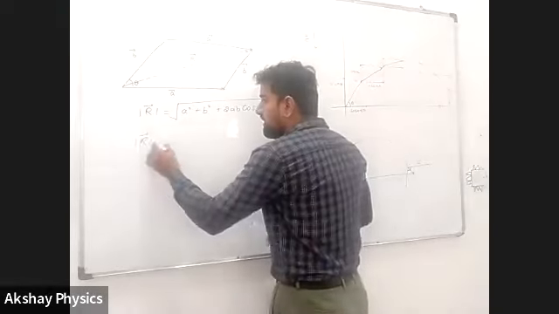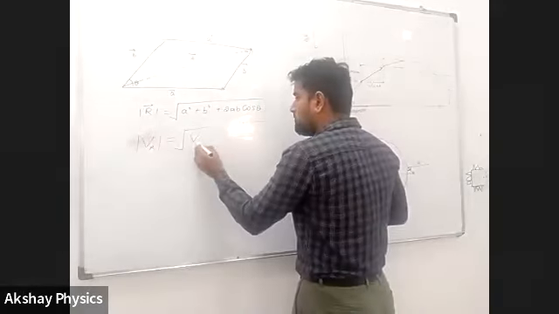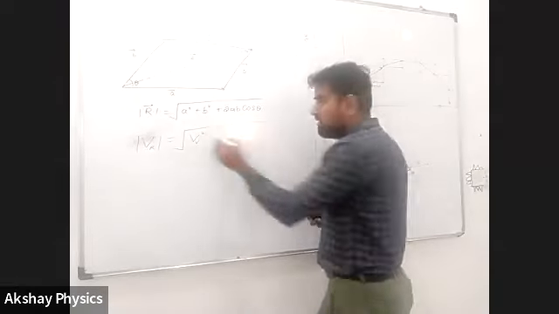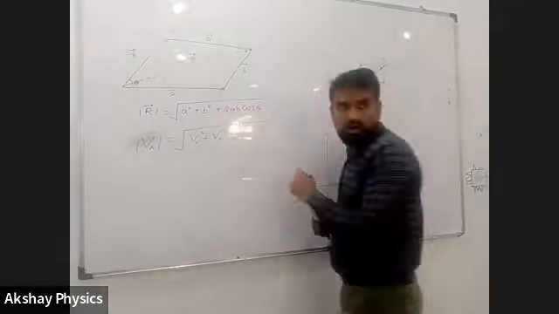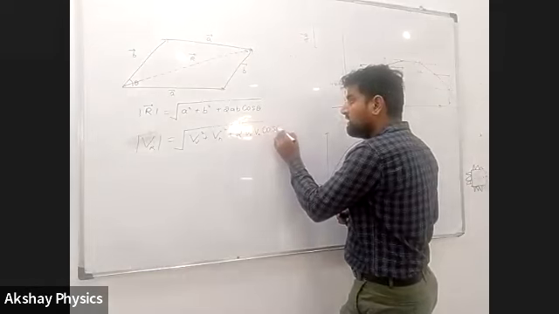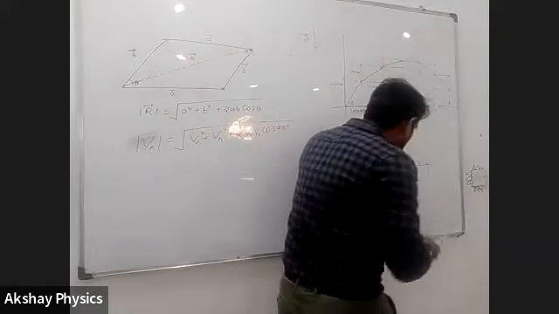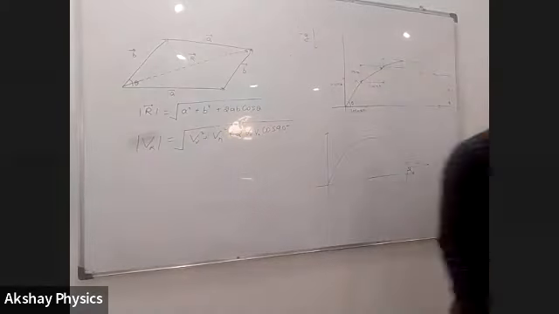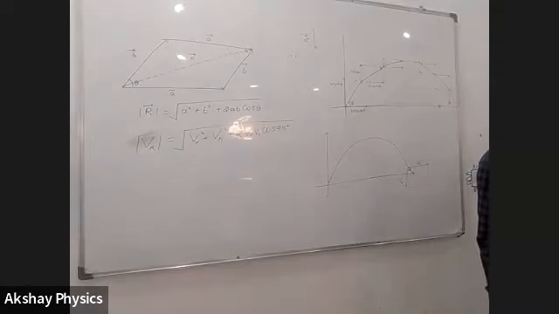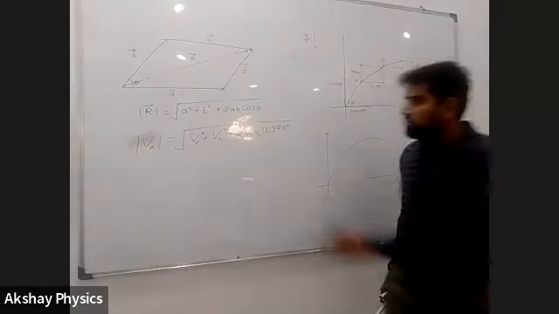So the resultant velocity will be the square root of the velocity in the vertical direction squared plus the velocity in the horizontal direction squared plus 2 times velocity vertical times velocity horizontal times cos 90 degrees. Tell me, why did I put 90 degrees? It is the angle between them. What is the value of cos 90? It should be 0. And 0 multiplied by anything is also 0, so this whole term becomes 0.